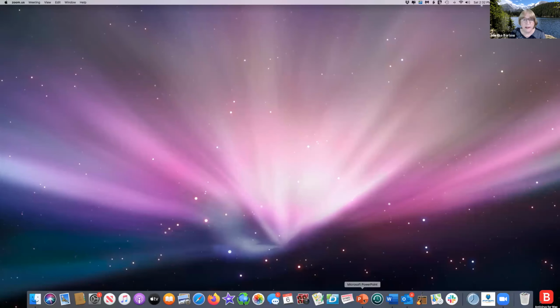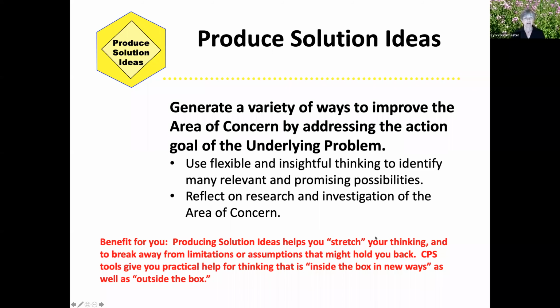All right, we'll move on to producing solution ideas. You want to generate a variety of ways to improve the area of concern by addressing your action goal and the underlying problem. Use flexible and insightful thinking to identify as many relevant and promising possibilities as you can, and reflect on research and investigation of the area of concern.